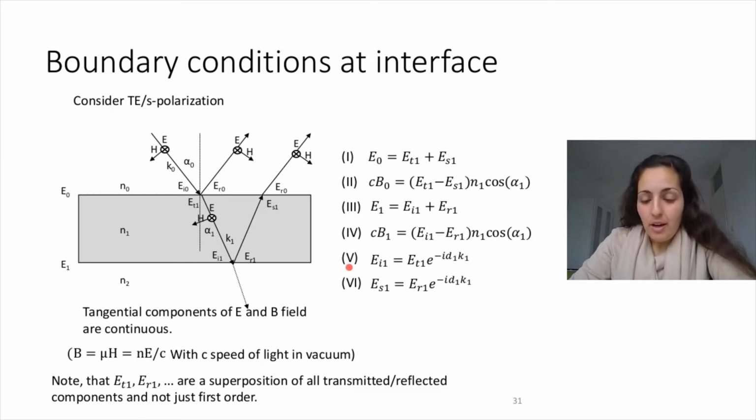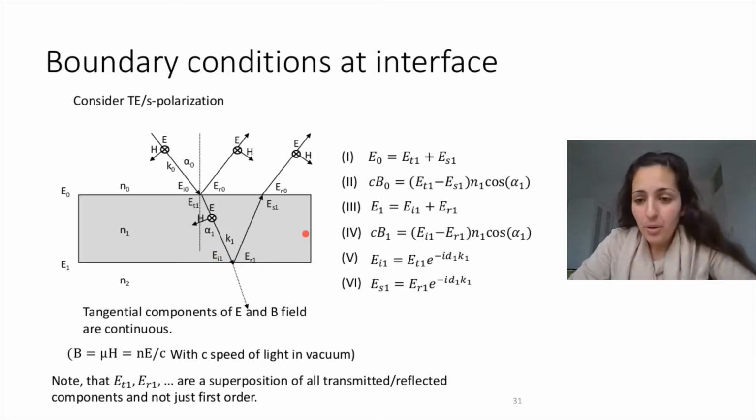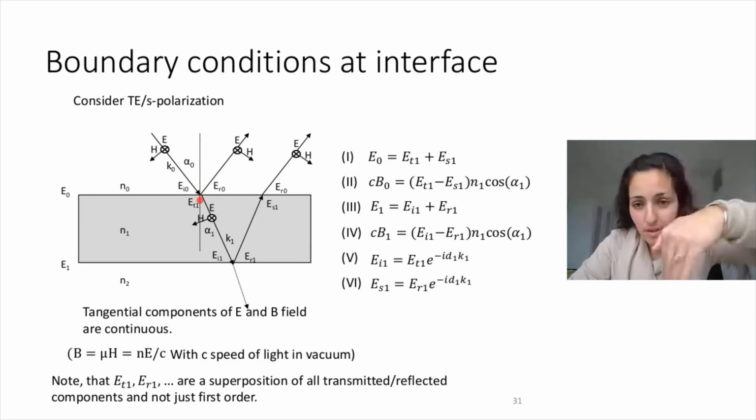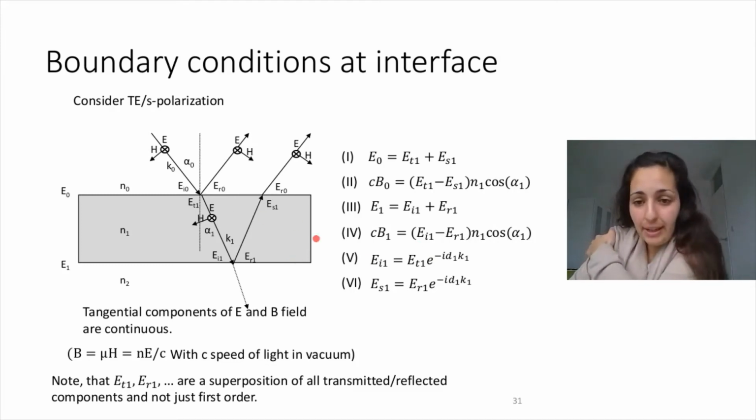And then 5 and 6 are different, namely in 5 and 6, we are now connecting the first interface to the second interface, or let's say we are connecting the fields at the first to the second, by saying that EI1, the field that we get here from the light that's going down to this bottom interface, equals the field that left the top surface and went down, which is ET1, times this phase effect here, which is e to the power of minus i D1 K1. So D1 is the thickness that we have here. Actually, no, it's the length that the light travels.